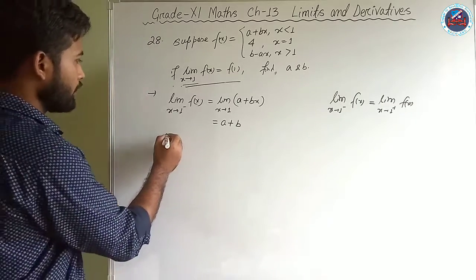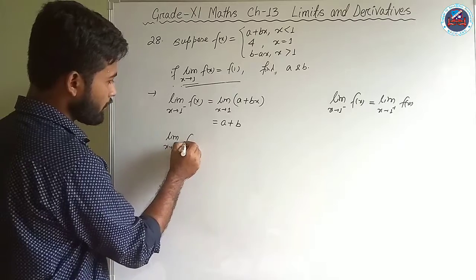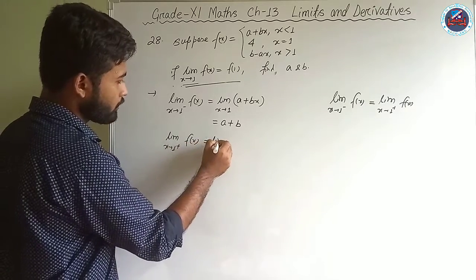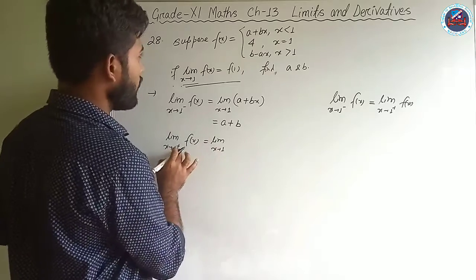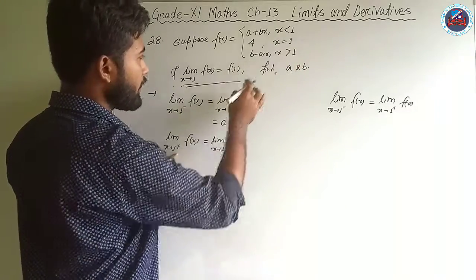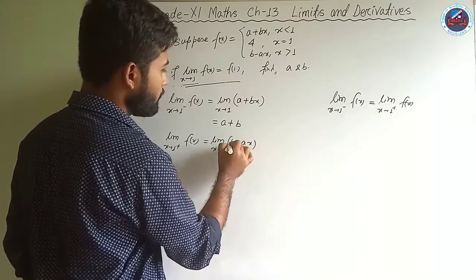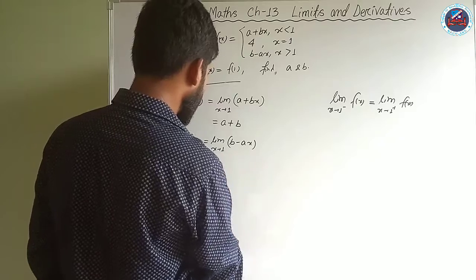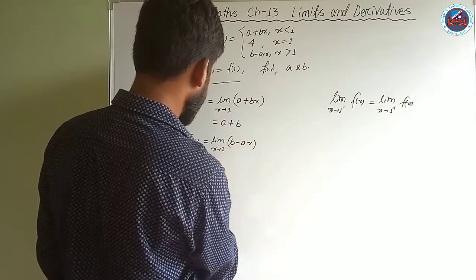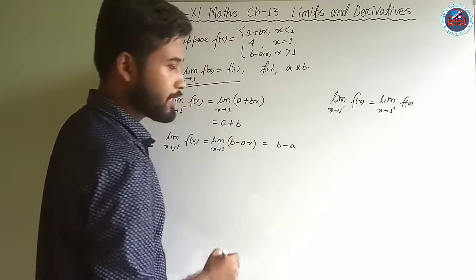Fine. Again, what will be the right hand limit? x tends to 1 positive f of x, and that will be equal to limit x tends to 1, and when x is greater than 1, we have to use the function b minus ax, and when it is b minus ax, in place of x replace it by 1, so it will be b minus a.